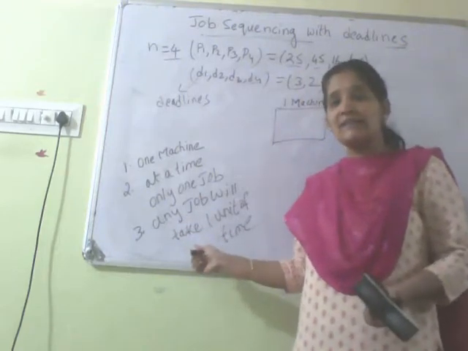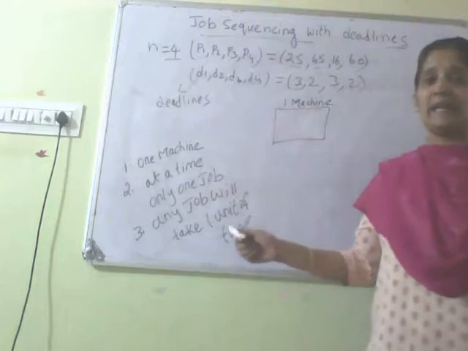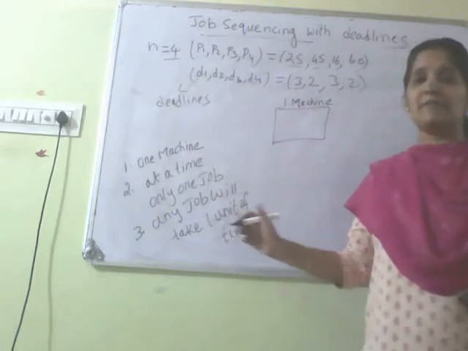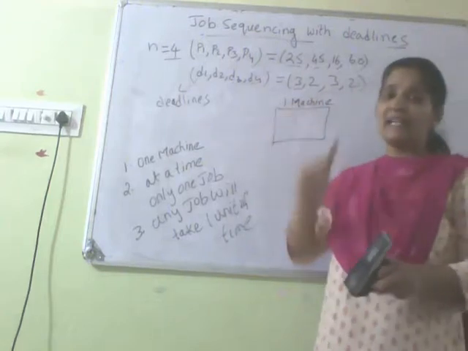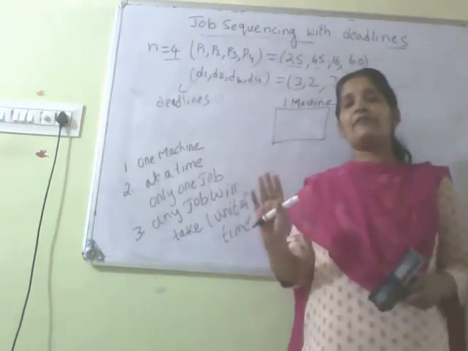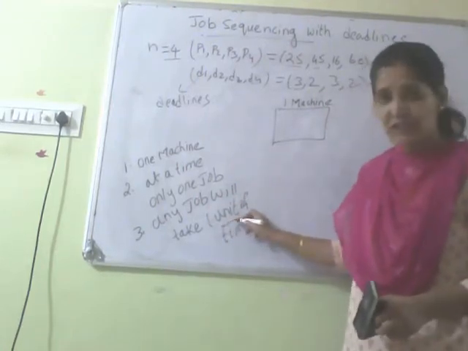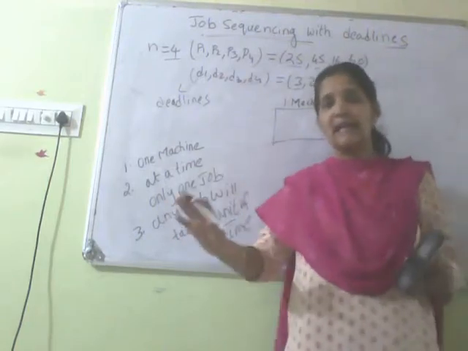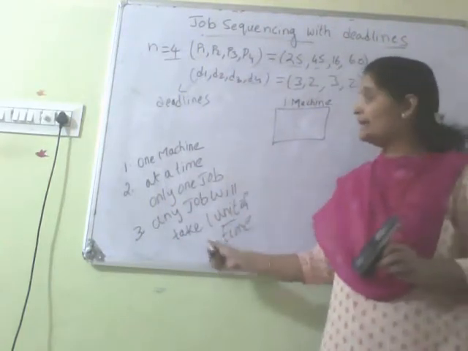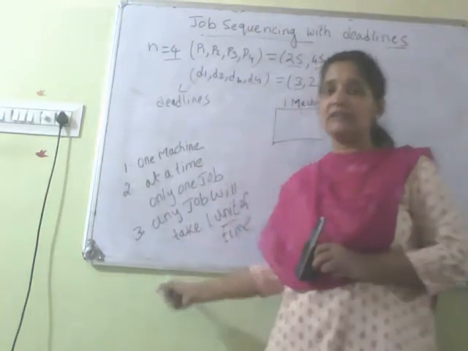And what is another condition here? Any job will take 1 unit of time. Like 1 unit means 1 hour. Let us assume any job you take will take only 1 hour to complete. See, completion time and deadlines are different. Any job takes the same time to complete. These are the 3 assumptions we are taking here. Take down all the 3 assumptions.